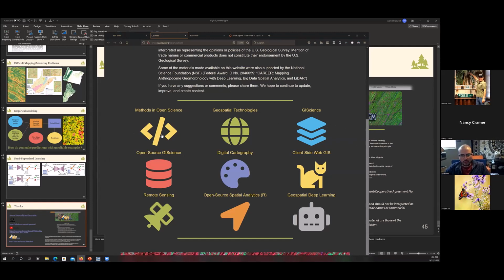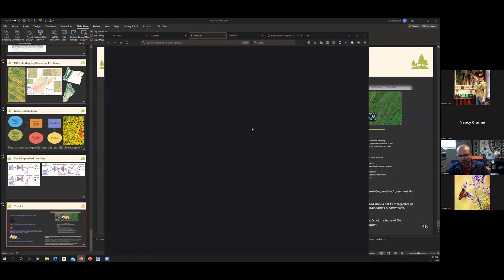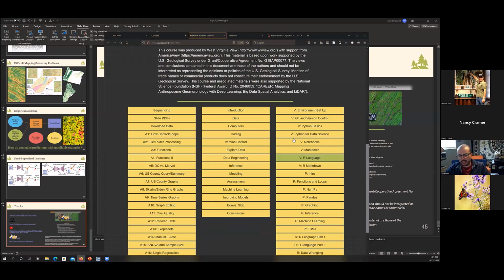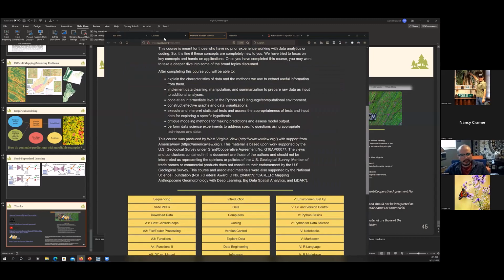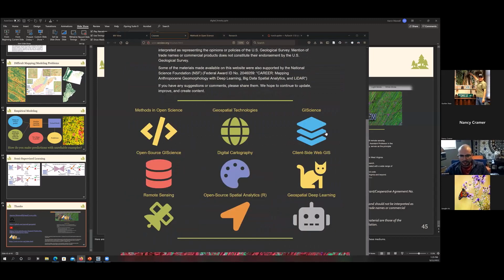Our most recent one was a kind of introductory data science course taught both in Python and R. You can choose your language. So it's just a broad overview of data science methods. We have courses on GIS, remote sensing, spatial analysis, web development, and web cartography.